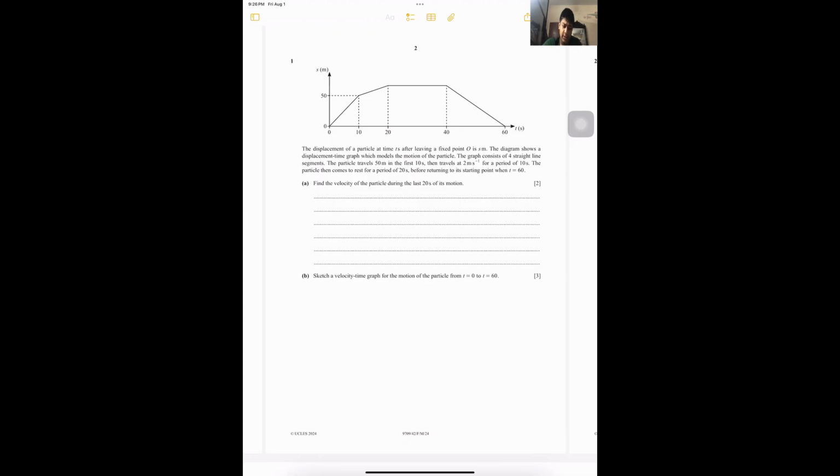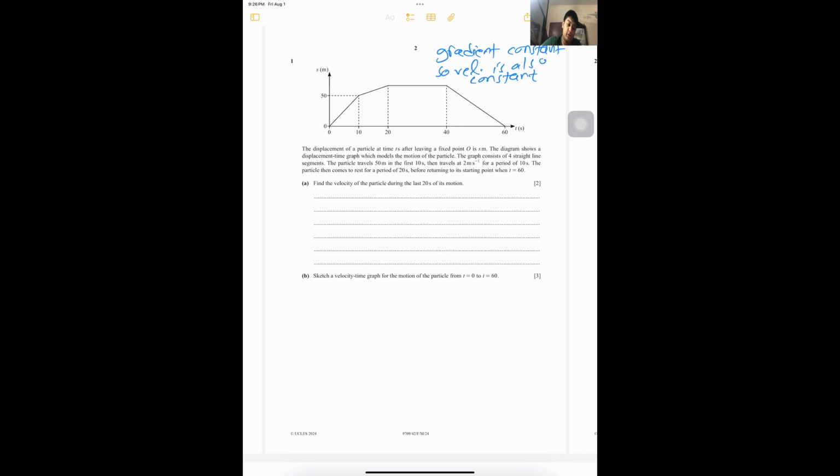So I would just say a little bit here. The gradient of a displacement time graph gives us the velocity. So if the gradient is constant, this means the velocity will be constant as well. So gradient constant, so velocity is also constant.